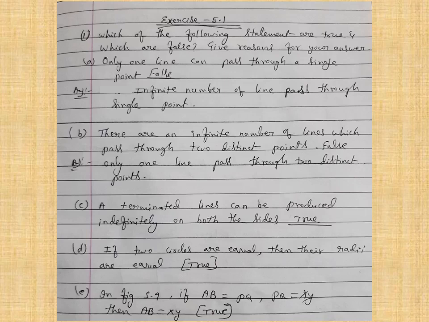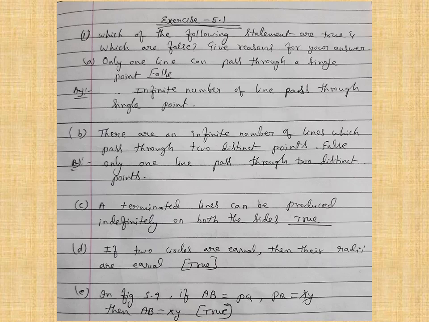Fifth one is if a straight line falling on two straight lines makes the interior angles on the same side of it taken together less than two right angles, then the two straight lines, if produced indefinitely, meet on that side on which the angles taken together are less than two right angles. Now we will move on to exercise 5.1.